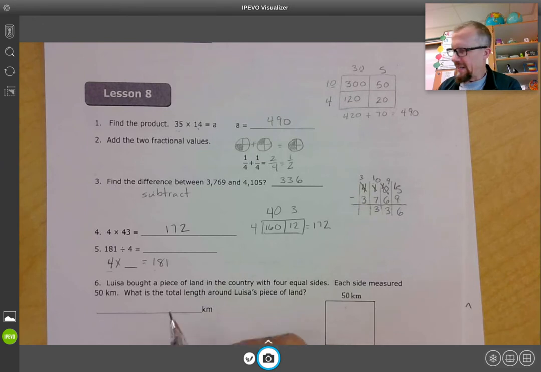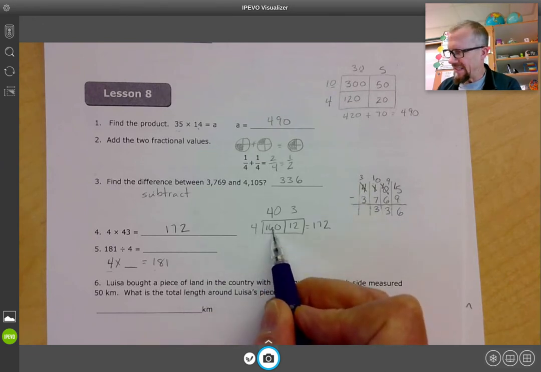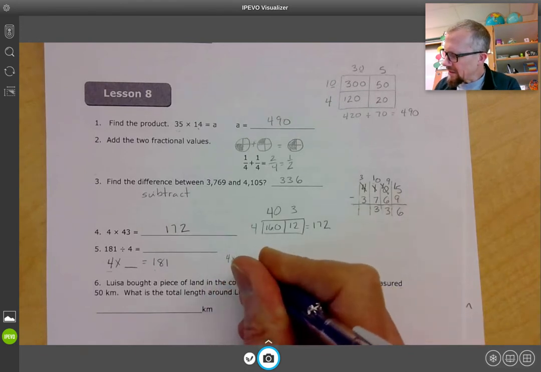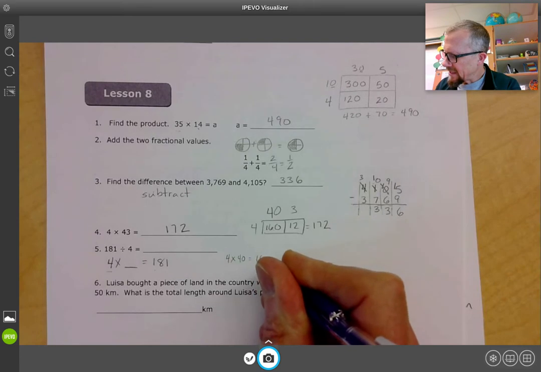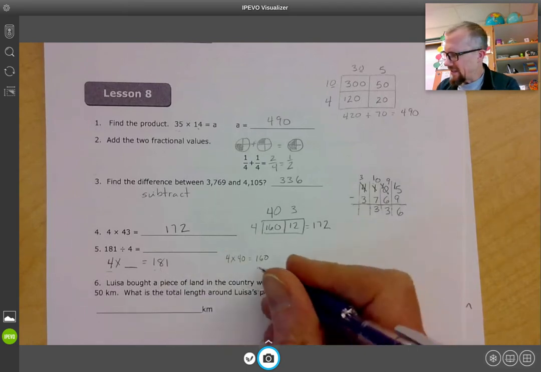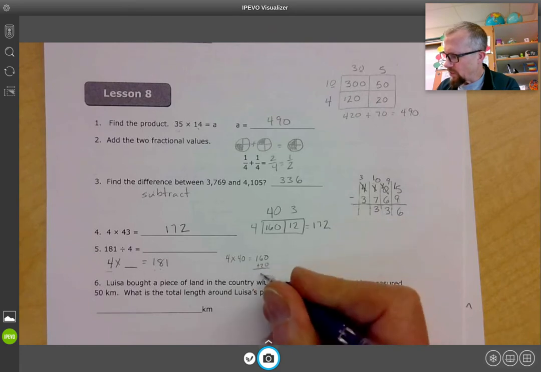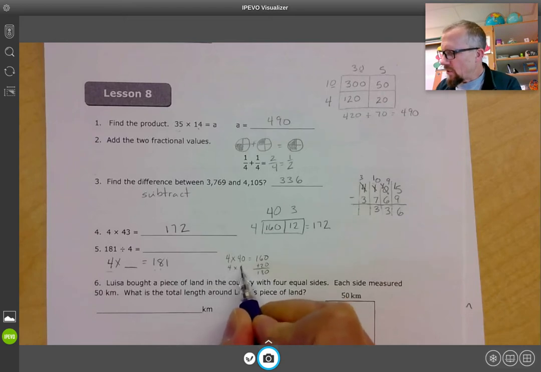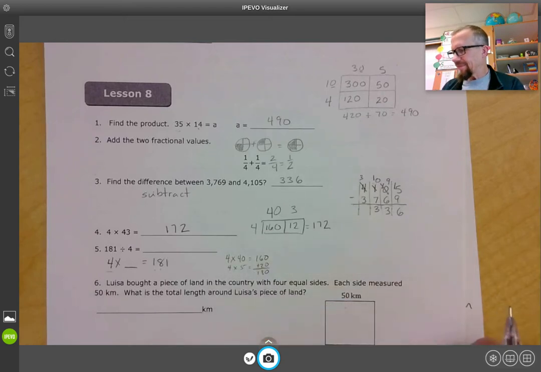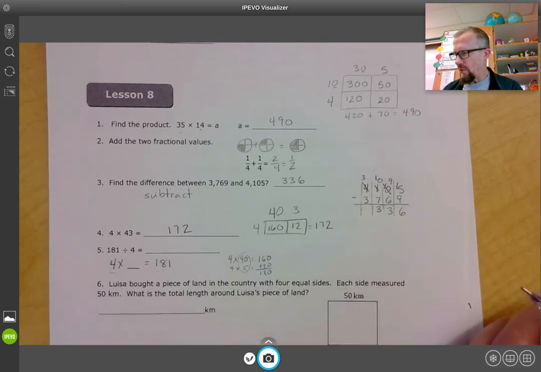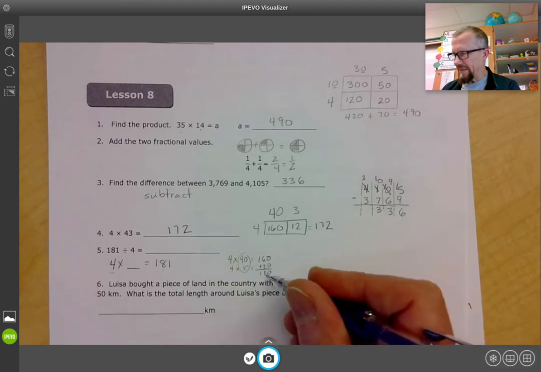So I know I just did 4 times 40 was 160. So if 4 times 40 equals 160, I only have how many more to get to 181? Isn't it just 20 more to get to 180? Plus 20 more would be 180. How many 4s does it take to make 20? Well, it's 4 5s to make 20. So altogether, I've got 45 4s, and I got to 181.